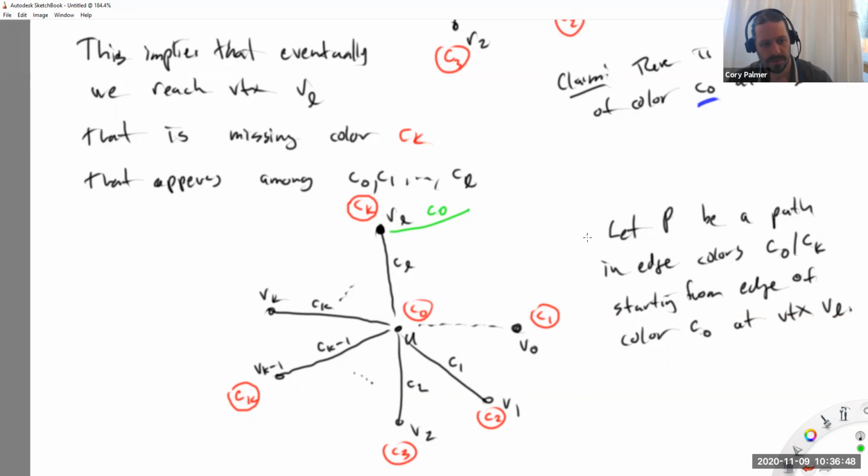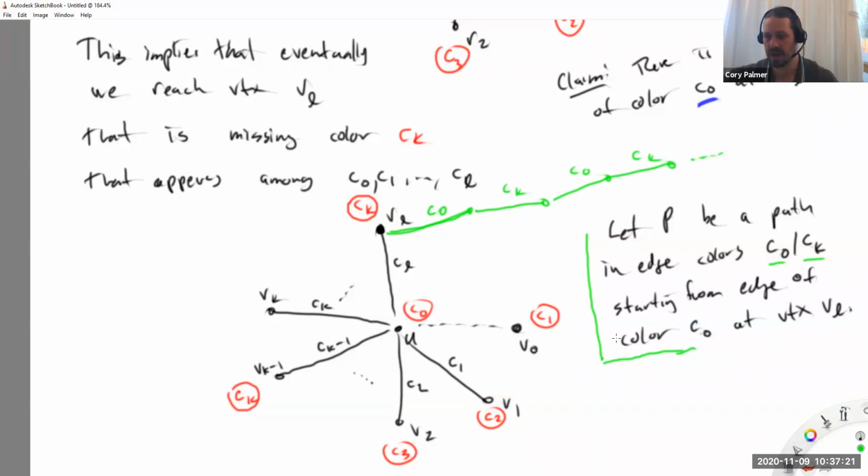Now, let's do this part here. I'm going to create a path that alternates between colors C0 and CK that starts from an edge of color C0 at vertex VL. So this edge definitely exists. I start here, and CK doesn't appear on this side. So if this path can be extended, it's extended from the opposite side of CK, right? It could go here and get a CK, and then another C0, and then another CK, and so on and so forth, right? Does everybody see I can try and build up this longest path, okay? So this is a longest path.